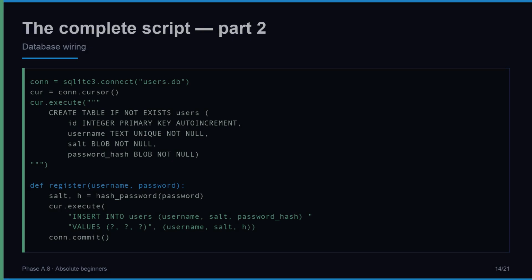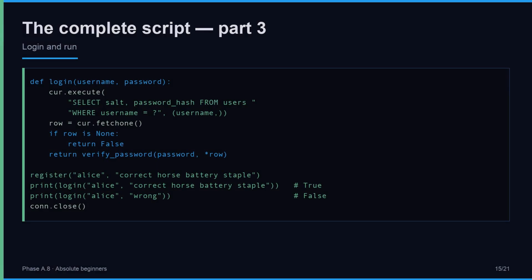Helpers first, here is the database wiring. Connect to users.db. Create a cursor. Create the users table if it does not already exist, 4 columns. Define register: hash the password to get salt and hash, insert with 3 parameterized placeholders, commit. About 12 lines of real code. The same structure would work against PostgreSQL or MySQL, only the connect call and the parameter style would change. Database wiring. Here is the login function and a demo run.